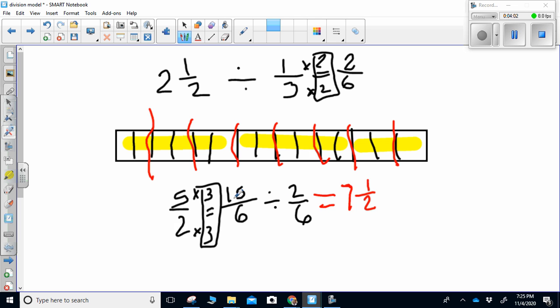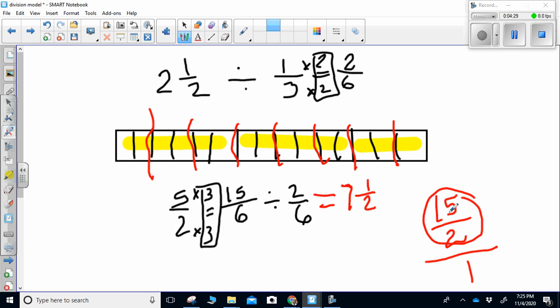So you'll recall last year when we did division of fractions, we would take 15 sixths divided by 2 sixths. Because I had a common denominator, I would just be dividing my numerators. 15 divided by 2 is 15 halves, because fractions mean that you're going to be dividing. And then 6 divided by 6 is 1, so 15 halves divided by 1 is going to be that 15 halves.